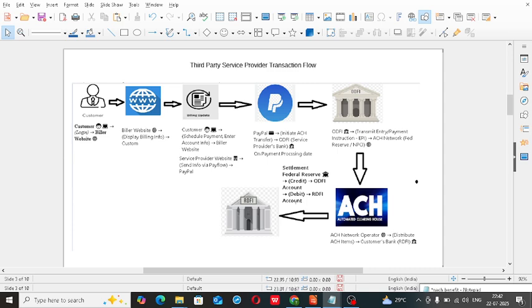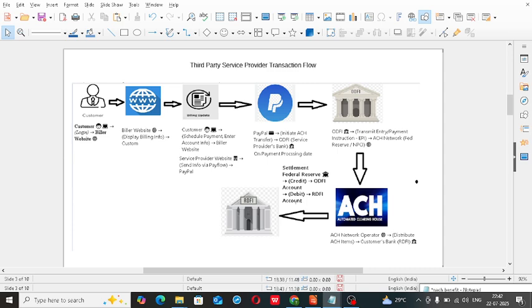After that, it goes to the ACH network, and the ACH network distributes the information to the RDFI bank. After that, what will happen? The RDFI bank is where the customer holds the account, so the customer account is debited. After that, it moves to the ODFI, and from the ODFI to PayPal, and from PayPal to the biller.